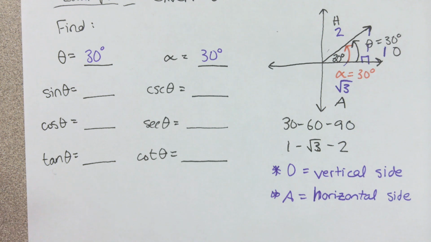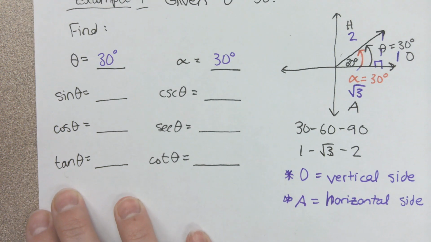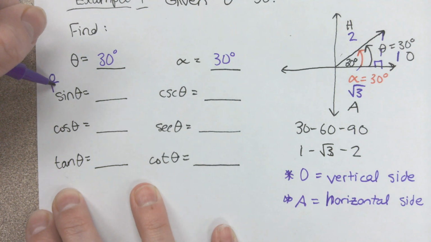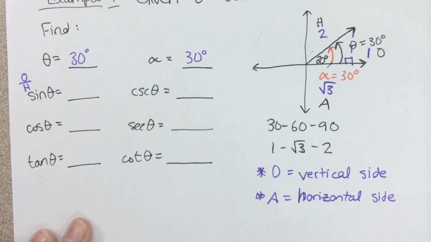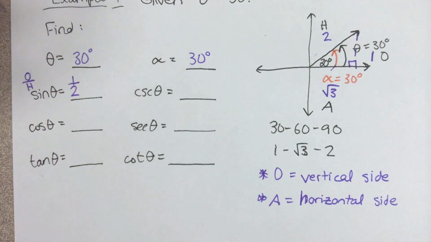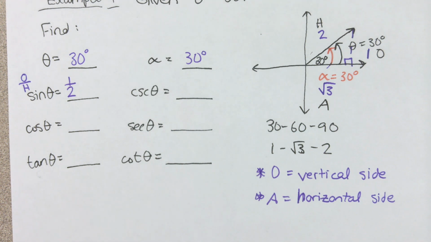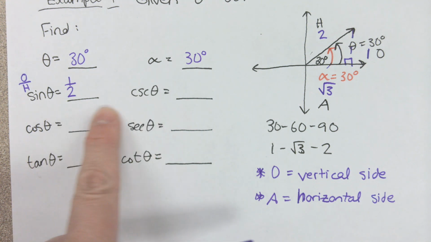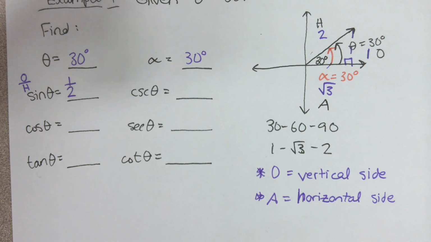All right. We've done most of the work. Now let's find our 6 trig functions. So sine of theta, sine has a ratio of O over H. So that is 1 over 2. Just leave it as a fraction. Cosecant is its reciprocal, so flip it. Cosecant is 2.